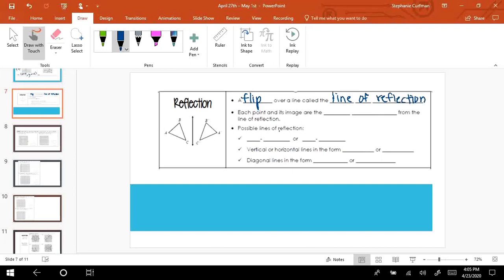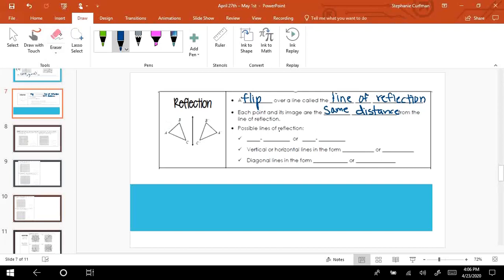Each point and its image are the same distance from that line of reflection. So that's a helpful piece of information, because in order to do the reflection, you just got to remember that each point in the shape or in the figure is equidistant. So like here, however far C is away from the line of reflection, it's going to be the same distance on the other side. The same for B and the same for A. They're going to be the exact same length away from that line of reflection. Okay?